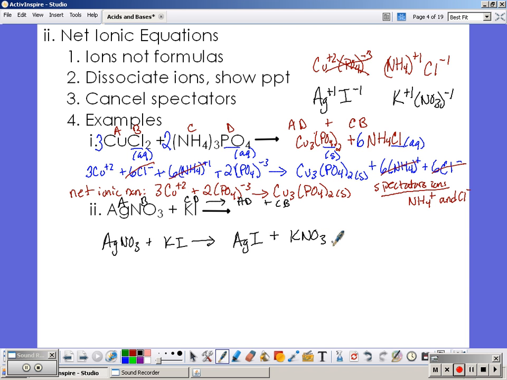So then I look at my solubility rules. Nitrates, and my rule says all nitrates are aqueous, and the word exception is not written there. So this is aqueous and aqueous.